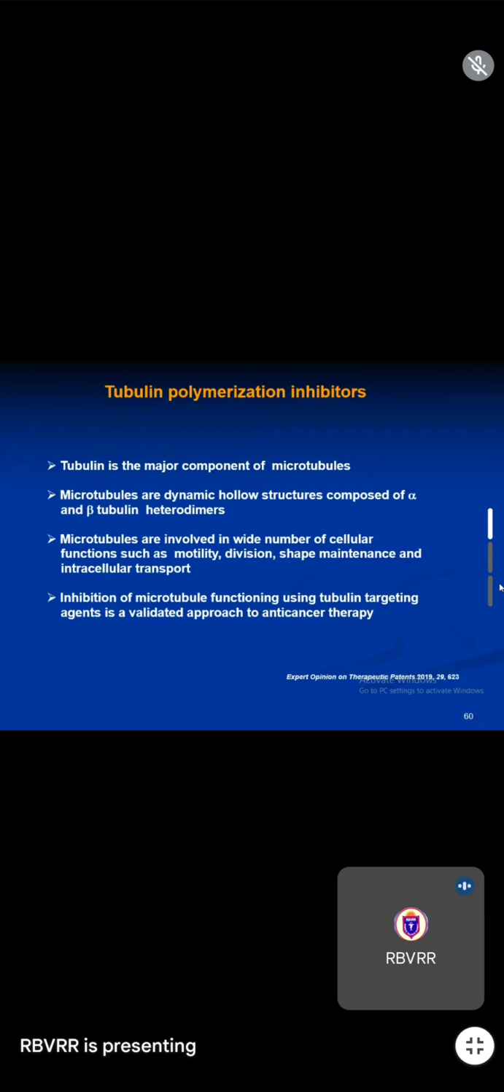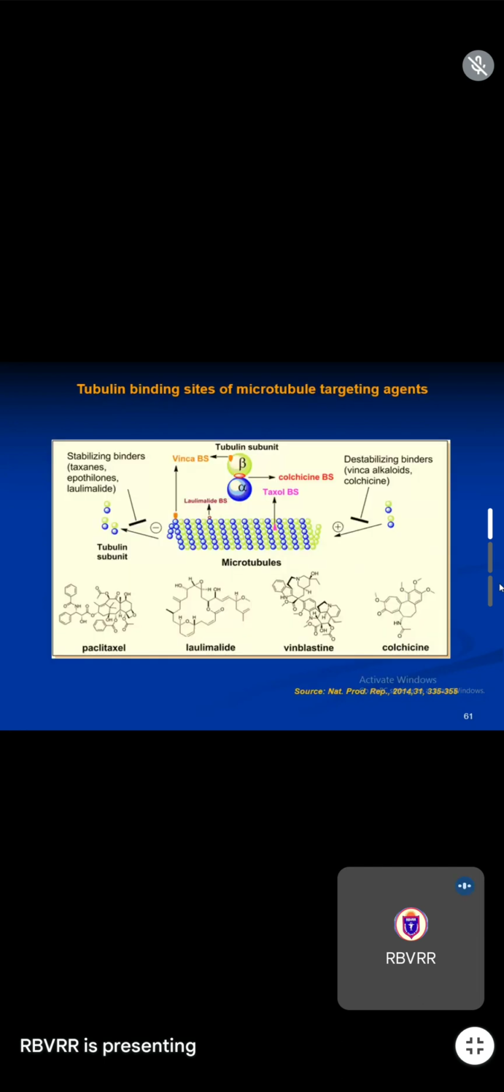So tubulin polymerization I was mentioning is another important aspect apart from topoisomerase 2 as a target. And this is where you can see that in tubulin polymerization you have two aspects, stabilizers and destabilizers. And you have different types of these, what we generally call paclitaxel or vincristine or colchicine. These are the binding sites.